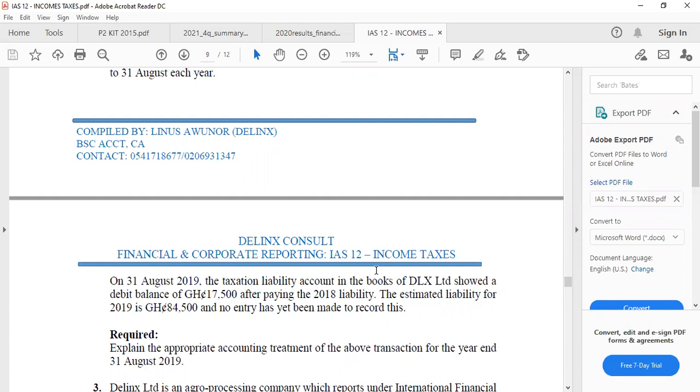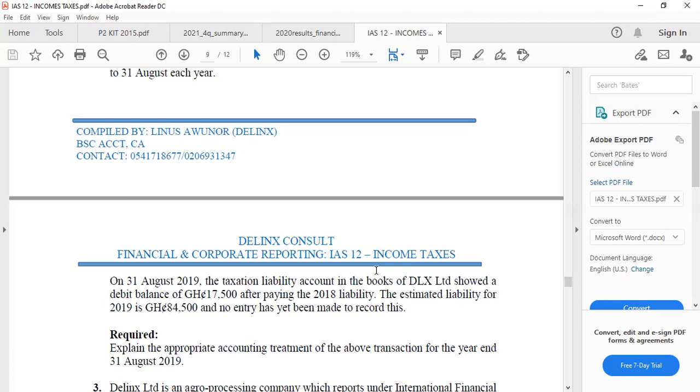So the explanation will be the first one is that 17,500 is under provision relating to the previous year, which is 2018. Then what will be the effect of under provision on the current year's estimates? You add it to the current year's estimate. So it means that increase the tax liability. So the tax that you are going to send to statement of profit or loss will be 84,500 plus 17,500. Then you put it there.